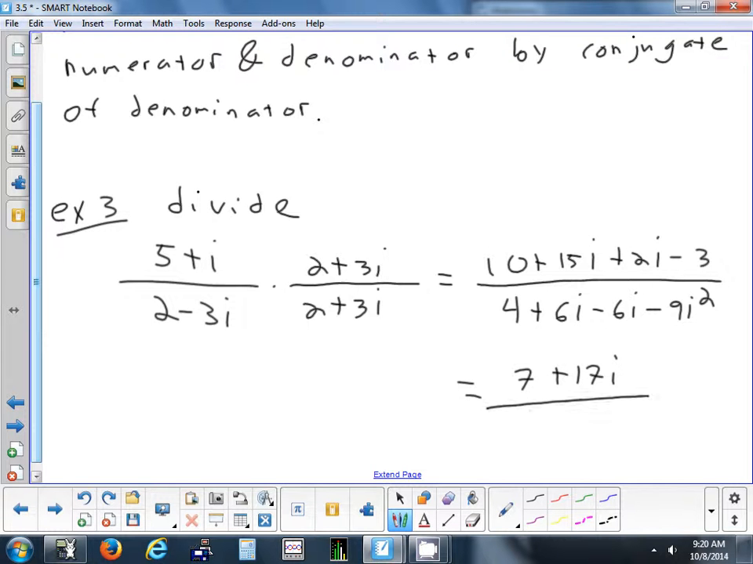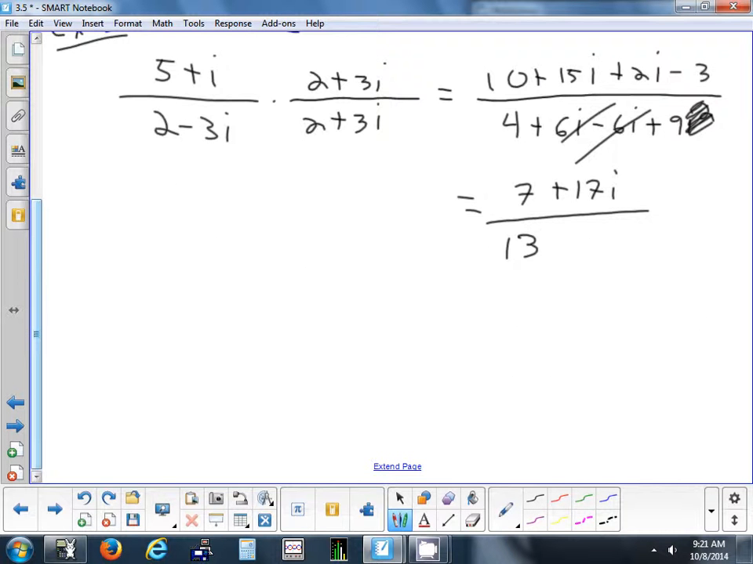Now in the bottom, a few things are going to happen. Anybody tell me one thing that's going to happen in the bottom? Yep, Silvio. Negative 9 turns to a positive 9. Right, i squared is negative 1. So it's going to cancel out that. That's going to become a positive, which now allows me to do 9 plus 4 is 13. And what about the imaginary part in the bottom? Cancels out. 6i minus 6i is 0i.